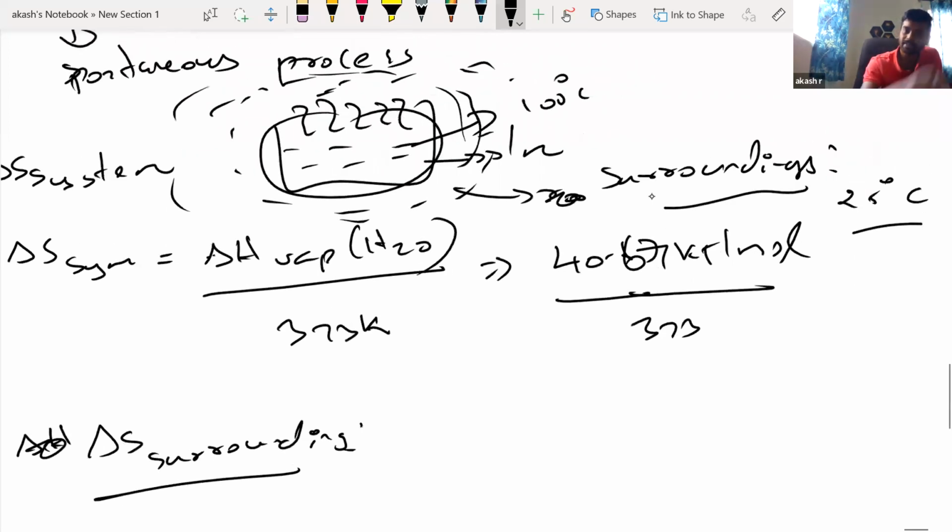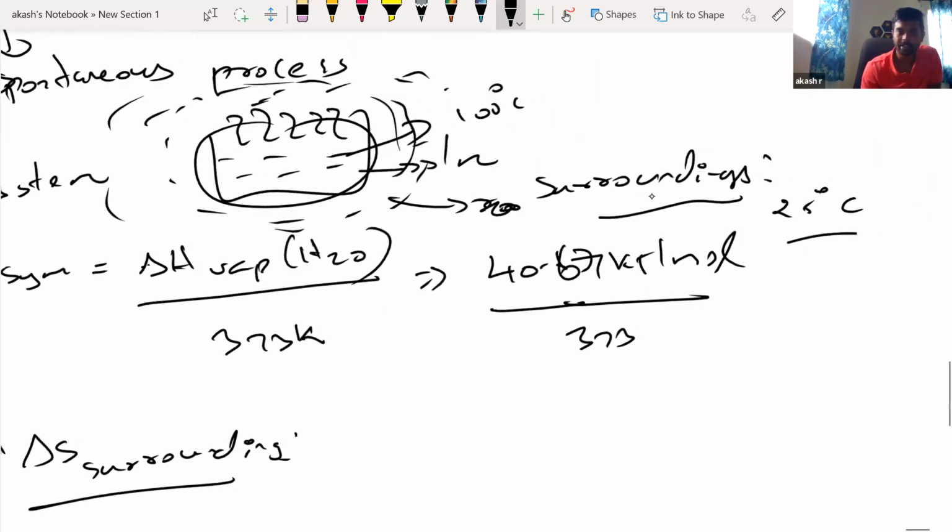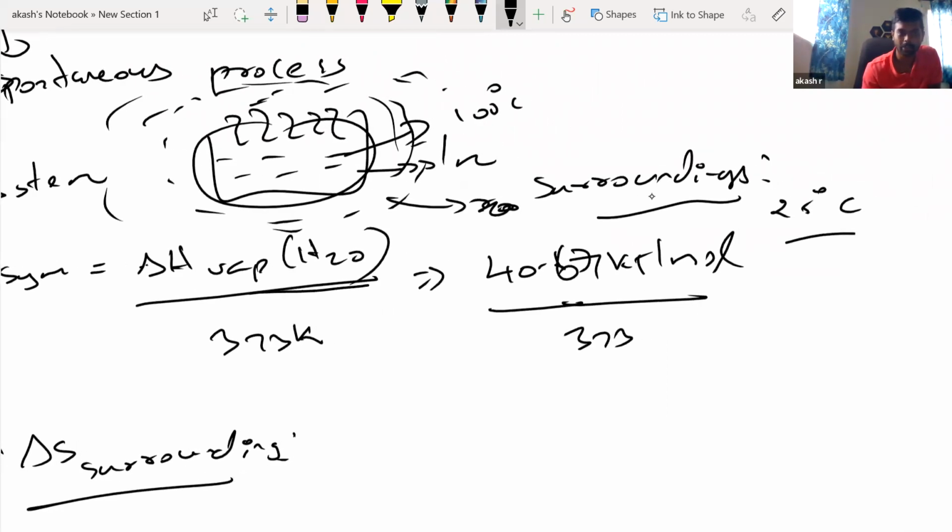Now what you have to understand is this particular enthalpy of vaporization, where is it coming from? It is coming from surroundings. Again, I repeat, this 40.67 kilojoules is getting added to the system. That is why we give a positive value. But where is it coming from? It is coming from the surroundings. The heat flow is happening from surroundings to system.